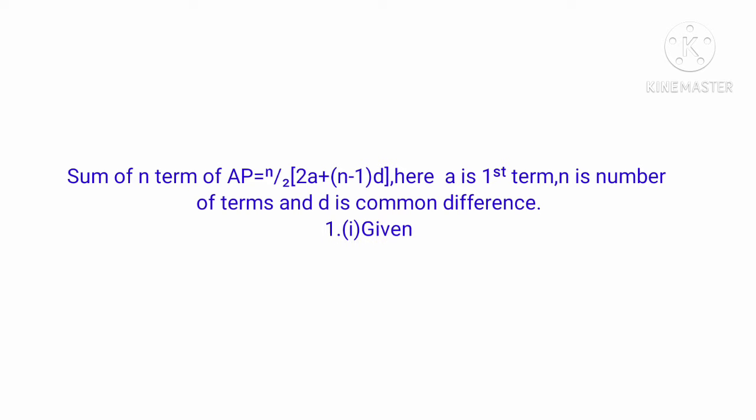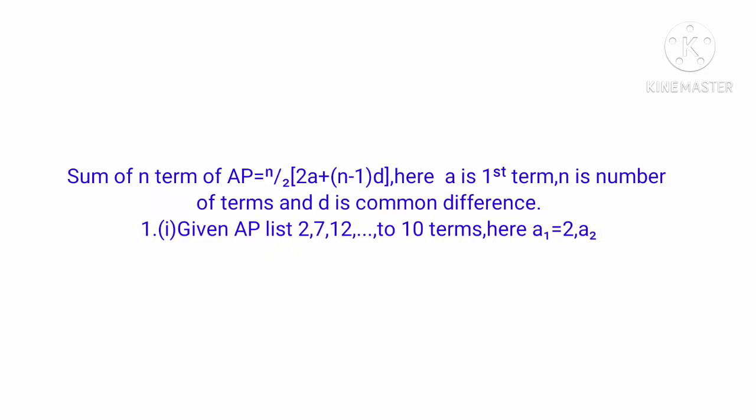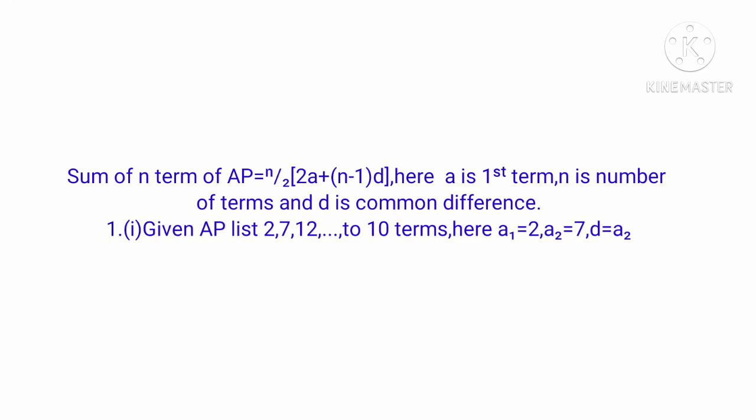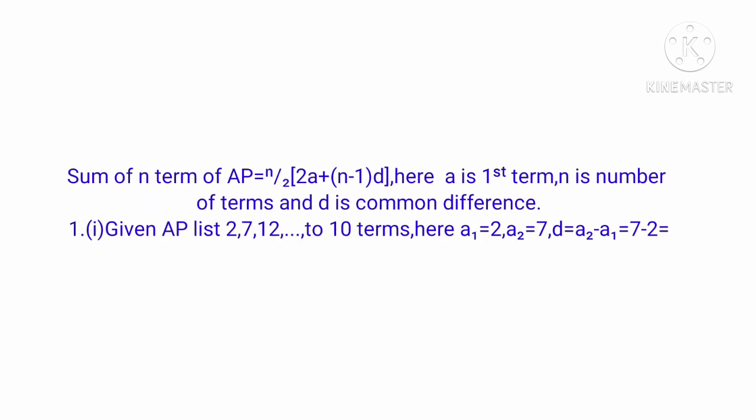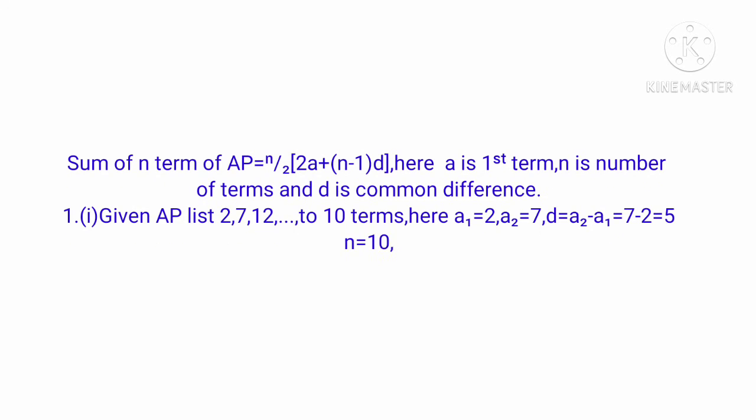Given AP list is 2, 7, 12, and so on, up to 10 terms. So here n is 10, a1 is 2, a2 is 7, then d is the common difference, a2 minus a1, is equal to 7 minus 2, is equal to 5. 10 terms, is it, no? Then n is equal to 10 and Sn we have to find.